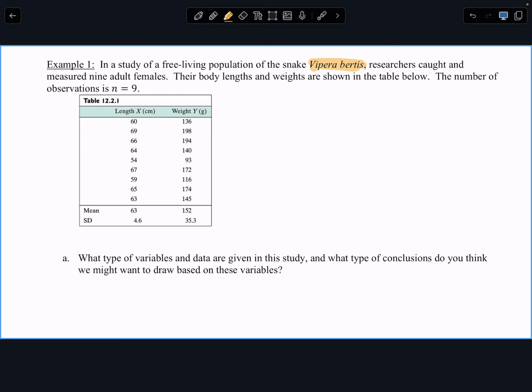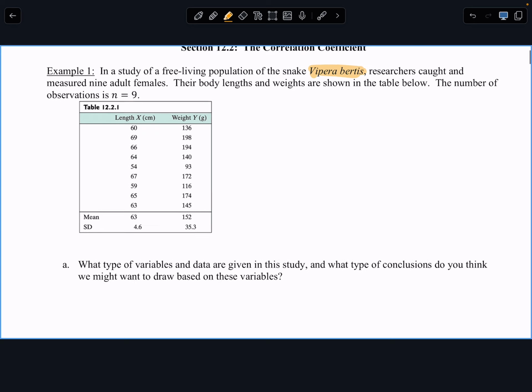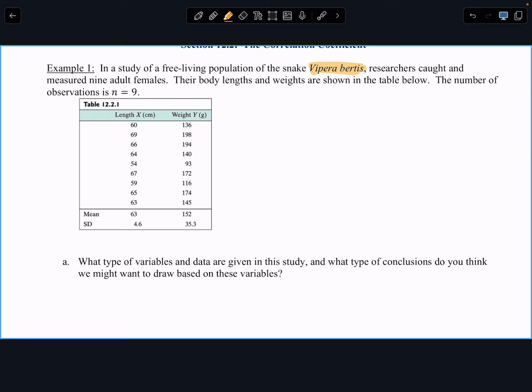Length and weight are the 2 variables in this study. What types of variables are they? Quantitative? Quantitative, you can use the word numerical, right? So part A here says what type of variables and data are given in this study, right? So both length and weight are quantitative. You can use the word numerical variables, right? There's another description that I want to use.